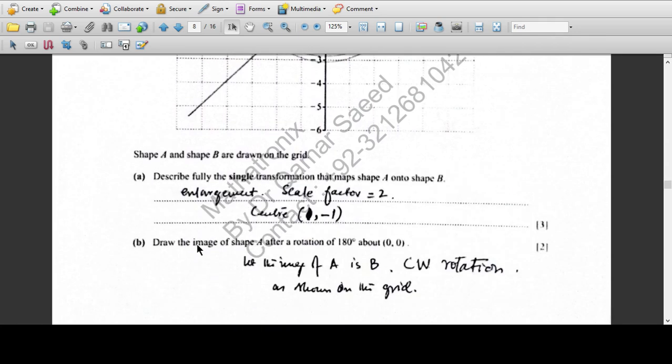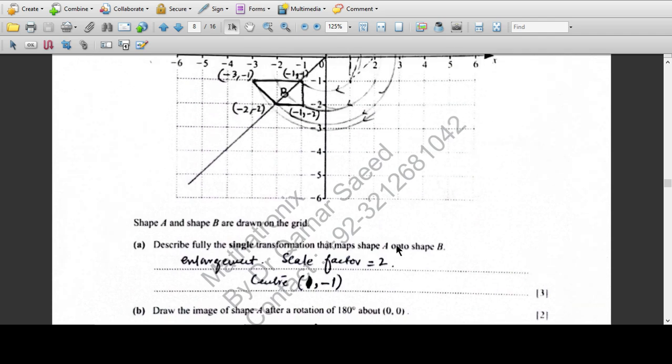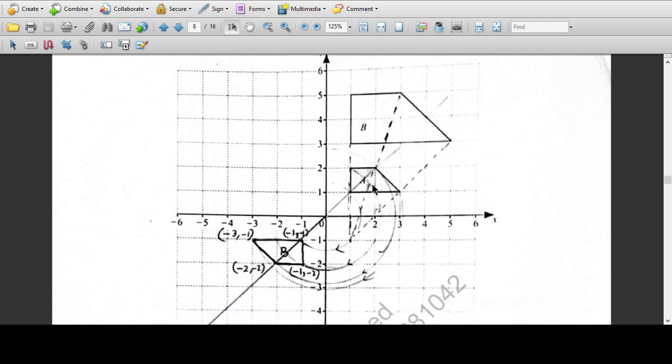In part B, draw the image of shape A after a rotation of 180 degrees about the origin (0, 0). So we have to draw an image with the rotation of 180 degrees. For 180 degrees we draw this line y = x. So this line is here. From this point to this point is 180 degrees. So we draw this, and we open a compass here and draw an arc like this.